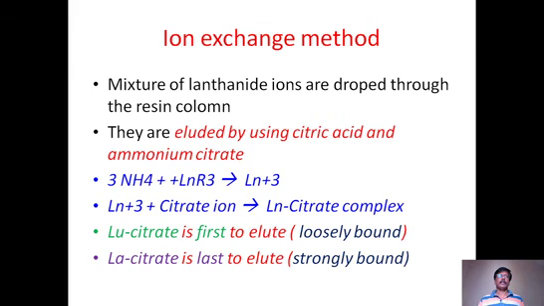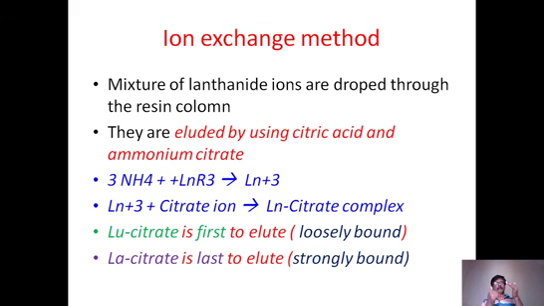So in this column we have the acid resin. It is filled with the acid resin. Then a mixture of all the lanthanides is dropped in the resin column. They are eluted by using citric acid or ammonium citrate. So a combination of citric acid and ammonium citrate is passed through the column for elution.